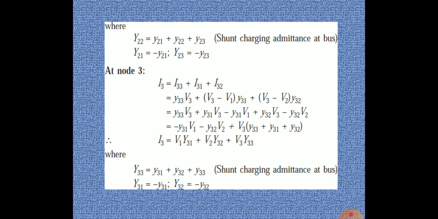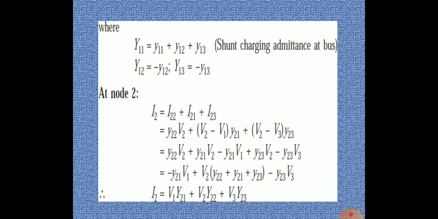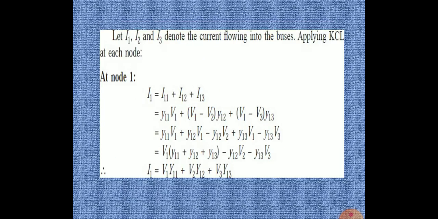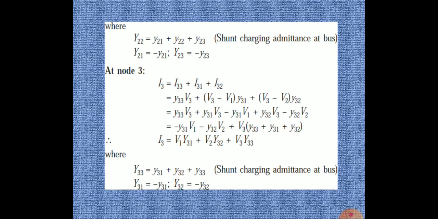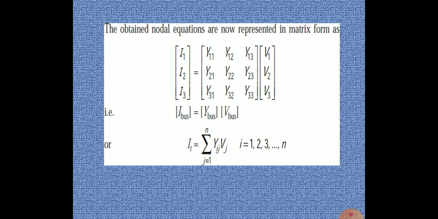At node 3, I3 is equal to I31 plus I32 plus I33. Writing the equivalent equations, we will get the final current value I3; refer to this, we just have to rewrite 1 as 3, 2 as 3 and 3 as 3, that is 31, 32, 33, so I3 is V1 Y31 plus V2 Y32 plus V3 Y33. Capital Y33 is equal to small y31 plus small y32 plus small y33. Capital Y31 is equal to minus of small y31, and capital Y32 is equal to minus of small y32.